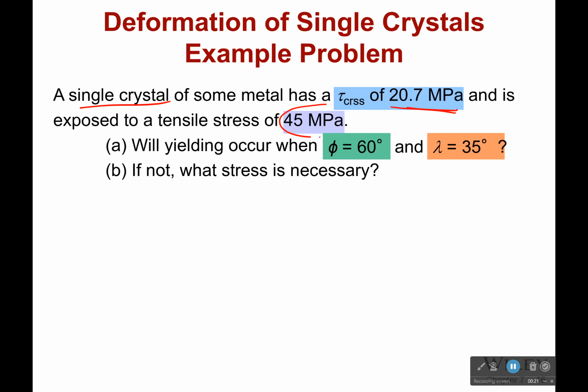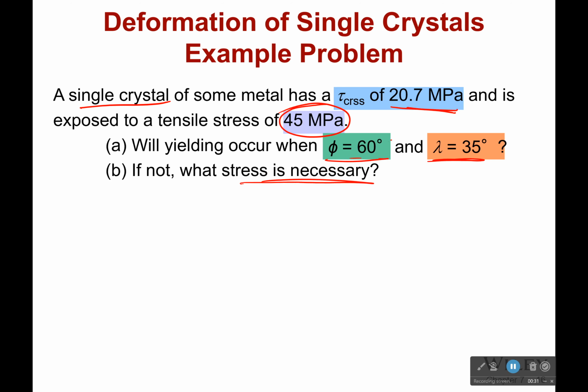Okay, now let's go through a simple example problem of how a single crystal could deform under some stress. What we have here is a single crystal of some metal, and it has a critical resolved shear stress of 20.7 megapascals. Now it's exposed to a tensile stress of 45 megapascals. So we want to know, will yielding occur when phi equals 60 degrees and lambda equals 35 degrees? And if not, what stress would be necessary?